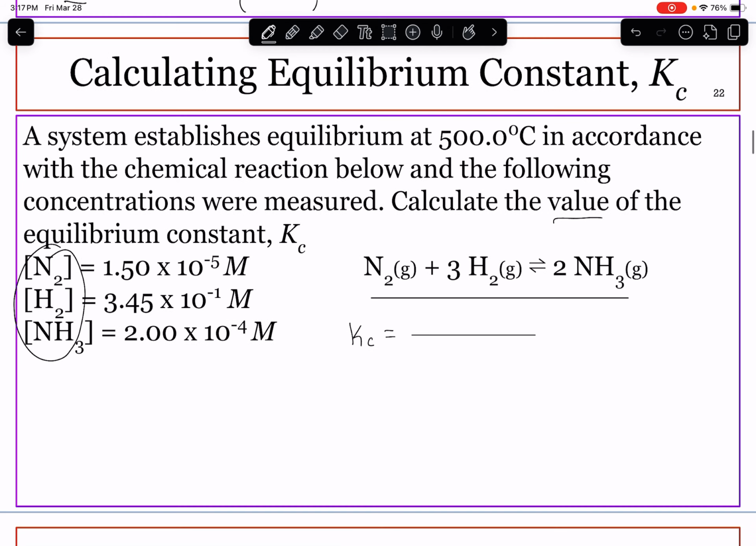So we have the product, NH3, squared because of the coefficient 2. Then we have nitrogen and hydrogen multiplied together in the denominator where the hydrogen value is cubed. Now we plug in our values and solve. See if you can do this.